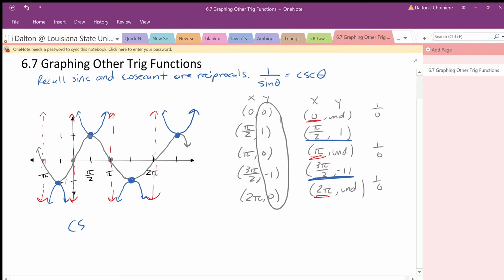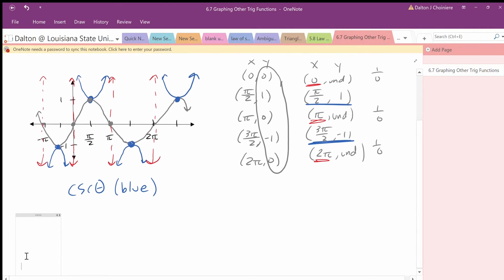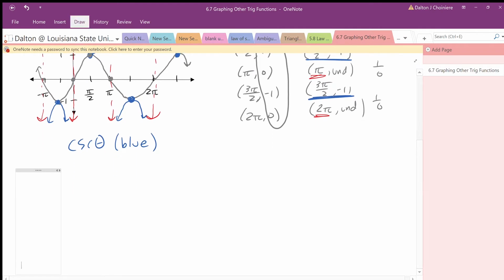of theta is the blue graph, the blue curves. The red are the asymptotes that go along with the blue graph, and the gray is just the regular sine curve. So the sine of theta is in gray.